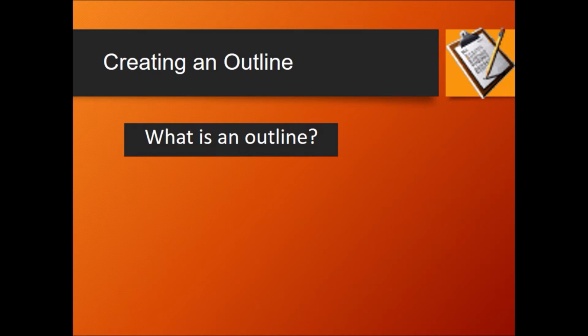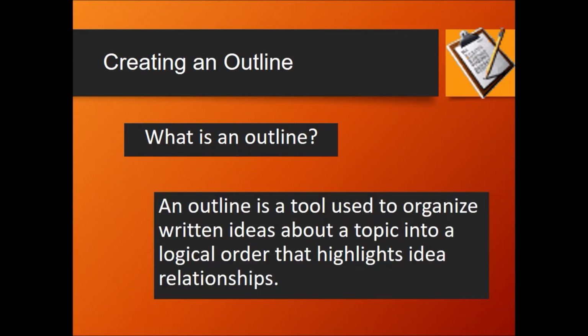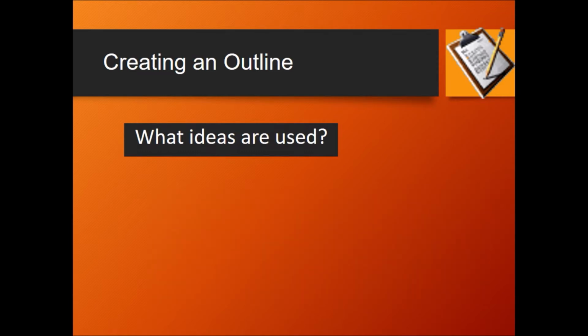First of all, what is an outline? Well, it's a tool that we use to organize information about the topic, and we do that in a logical order that identifies the relationships between the information being presented in the chapter. An outline is a rough sketch with the main ideas and the topics and the details that are necessary to learn about in the chapter.